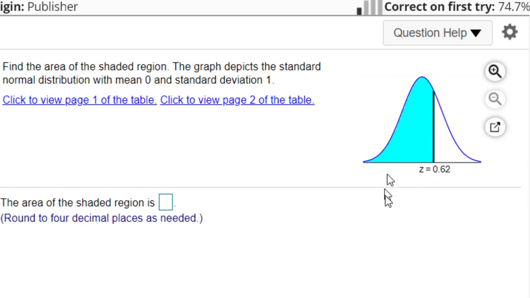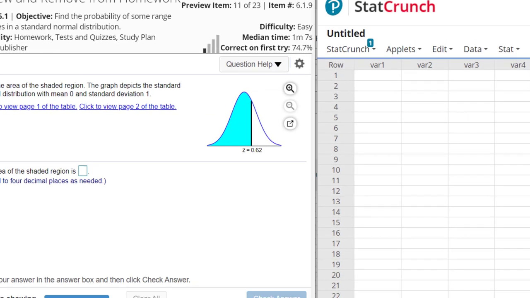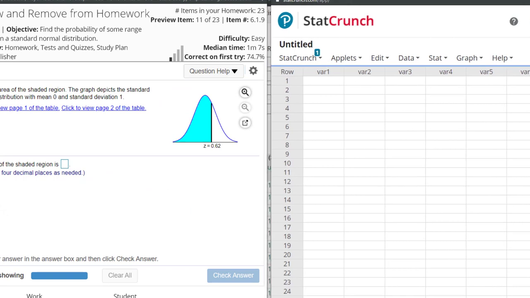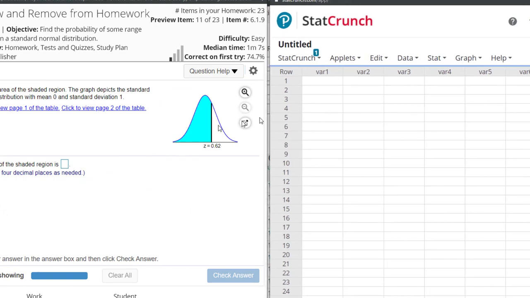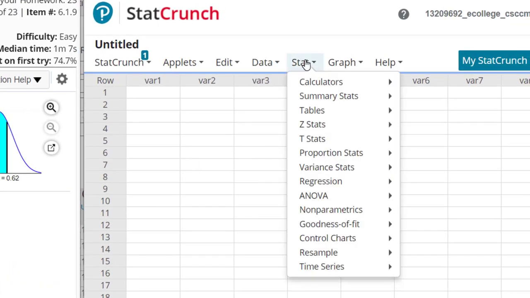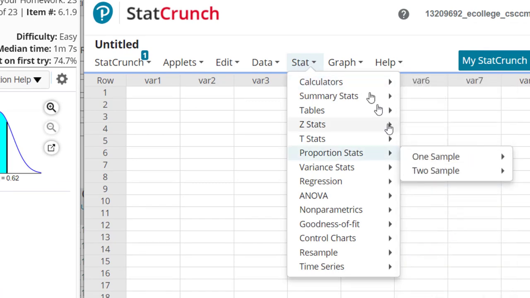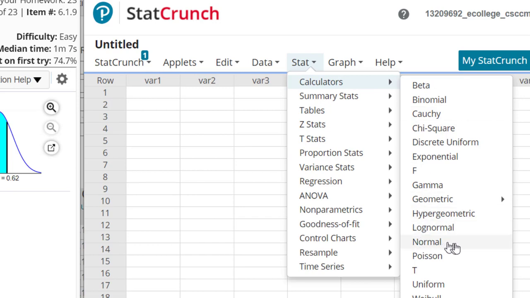using StatCrunch. Now, of course, the first thing you want to do is open up StatCrunch. If you use this little drop-down menu from MyLabs, you'll actually be able to open StatCrunch straight from this menu right here. And then once StatCrunch does open up, it opens as a separate window, but I try to position it right side by side with my problems so I can see it. And when we want to calculate the area for normal distributions, you want to go up here where it says Stat, go to Calculators, and then pick the normal calculator down here, okay?